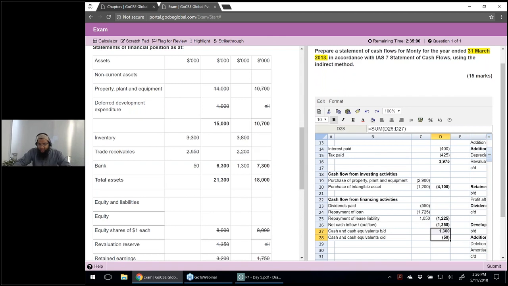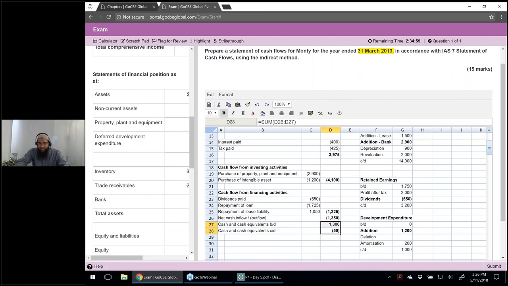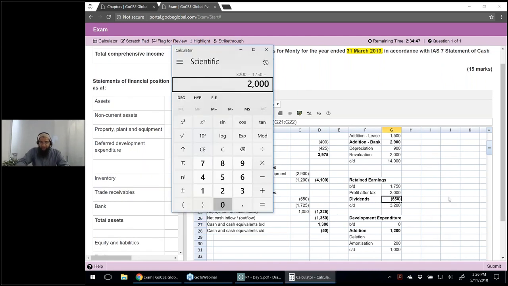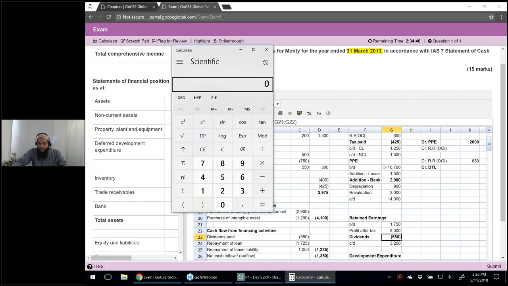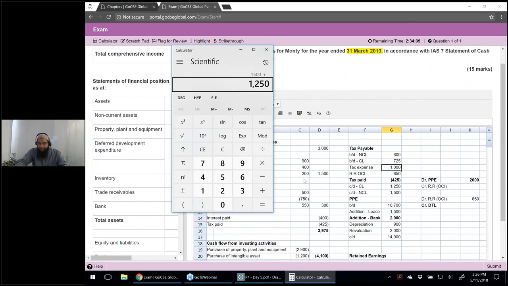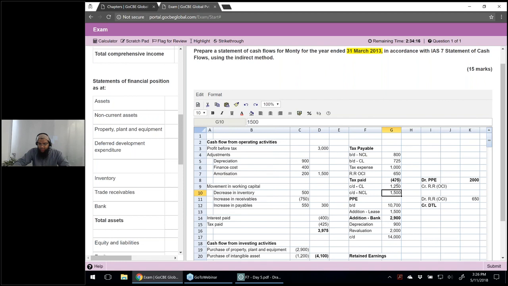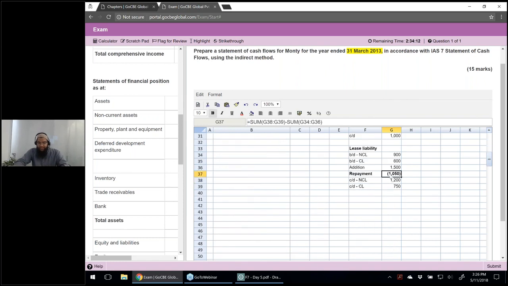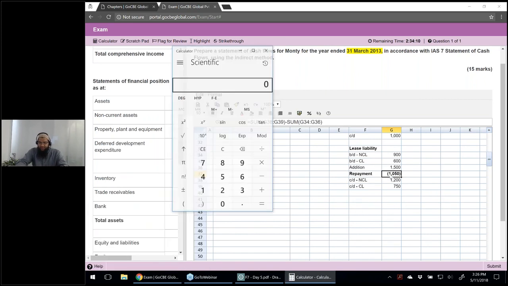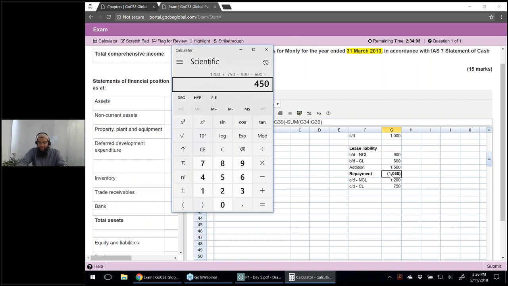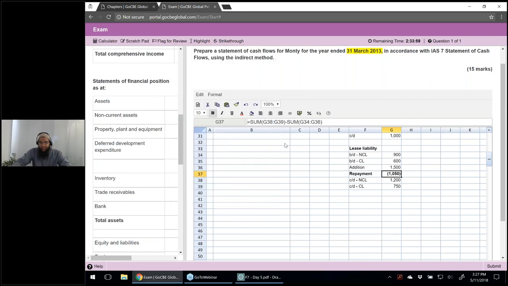So let's check. Let me use a calculator. 3200 minus 1750 minus 2000. It's 550. Okay. Let's check the tax. 1500 plus 1250 minus 650 minus 1000 minus 800 minus 725 is a balancing figure of 425, so this is also okay. Apparently there is no error. Let's check the lease liability T account. It's 1200 plus 750 minus 900 minus 600 minus 1500. So the values are okay.